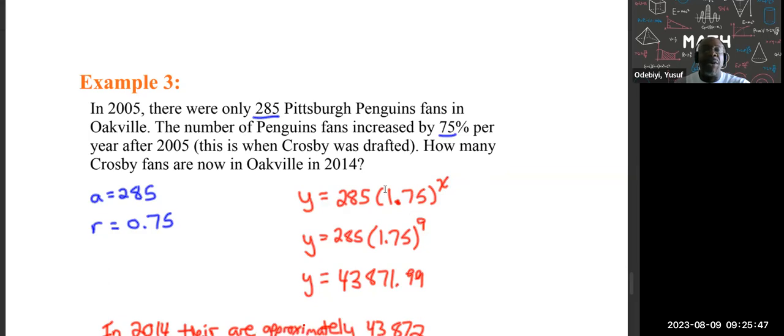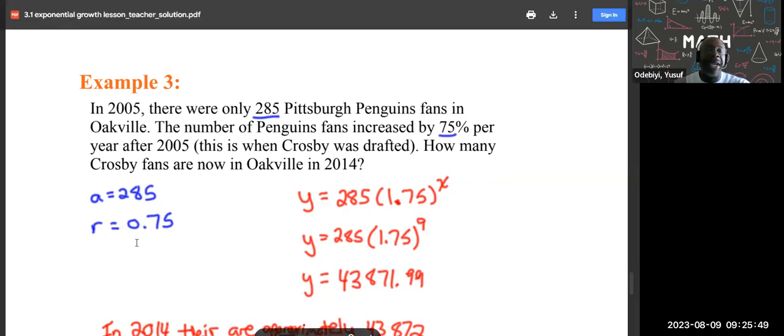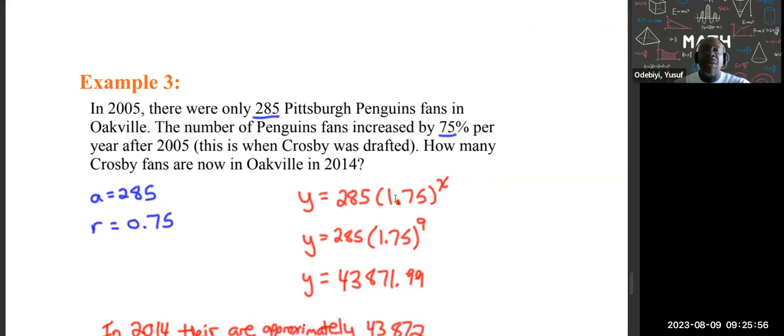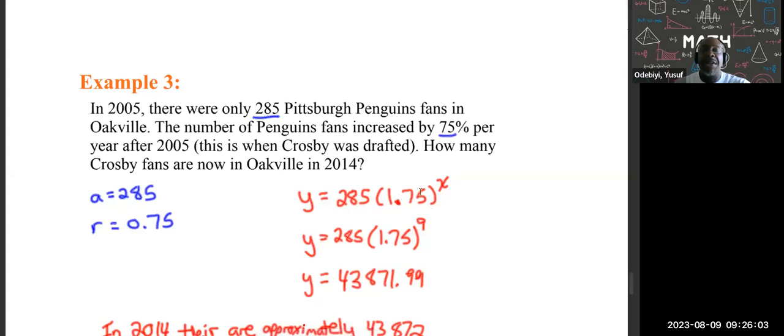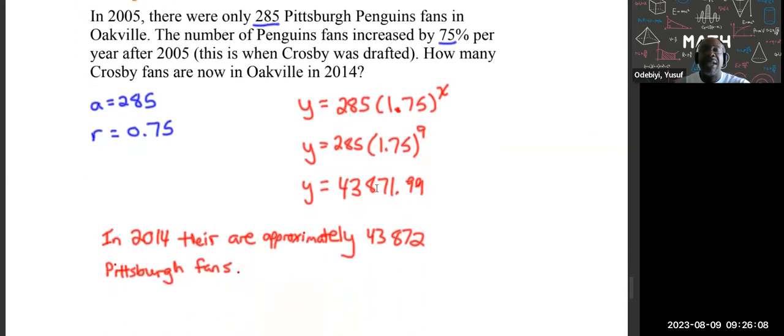Now, our growth rate is 75%, so it's 0.75. I always write it as a decimal. Our current amount is 285. So in the bracket, you're going to add 1 plus the rate. So now it's going to be 1.75. Your X is going to be 9. And here is now how many Penguin fans are in Oakville. It's a decimal, but obviously you don't have a decimal of a person, so you have to round up. That's why you have 43,872.